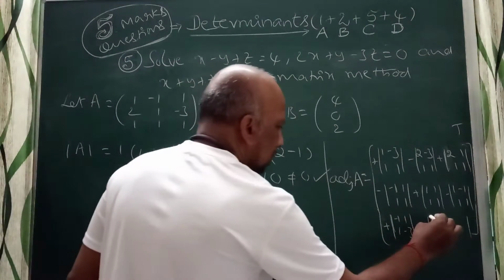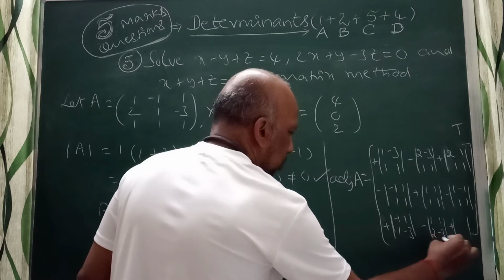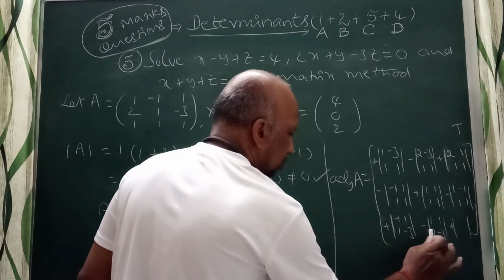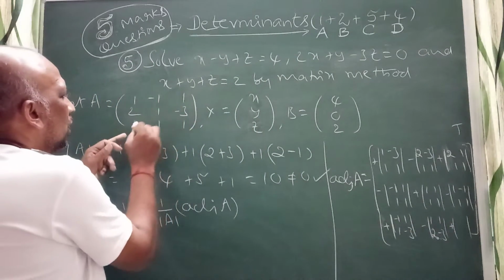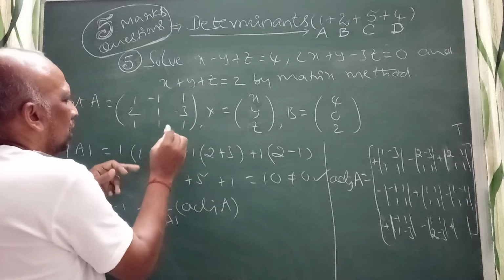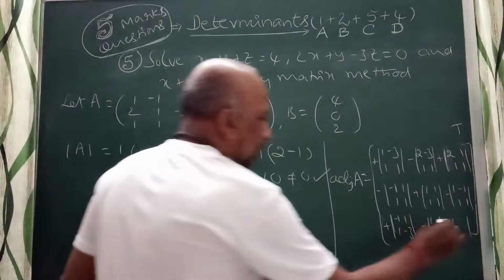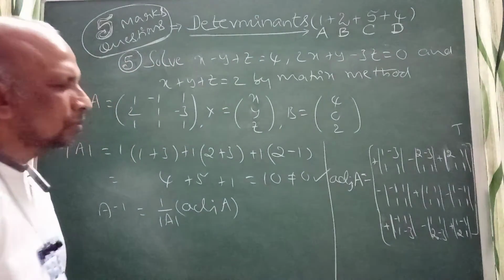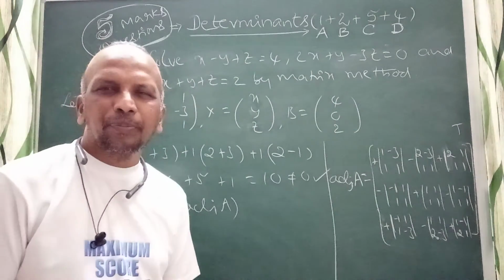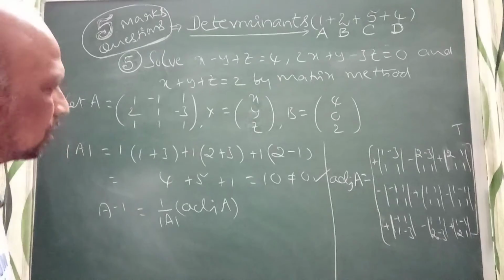1 1 2 minus 3, right. 1 1 2 minus 3, leave this one, this is called 1 1 2 minus 3, leave this and this: 1 minus 1 2 1. Now I will simplify this, right.